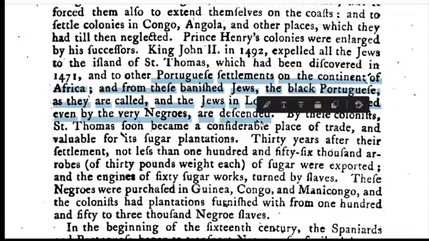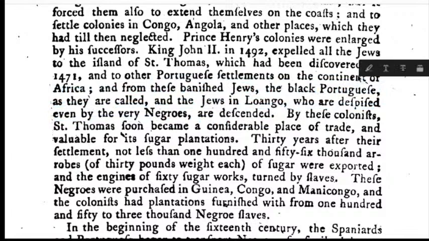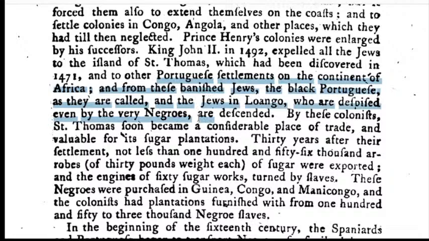I'm highlighting this, but I can't type nothing in here. You know what I'm saying? So it's not like I can change this and make this up. This is an old book. I just got it in PDF form, right? These banished Jews, the black Portuguese that they are called, and the Jews in Luango who are despised even by the Negroes whom they are descended. All right, so I'm gonna keep reading.